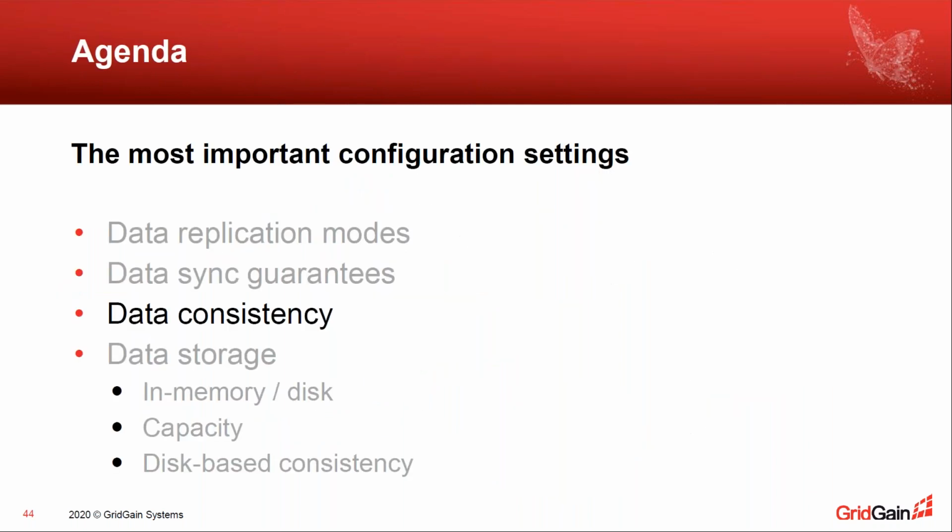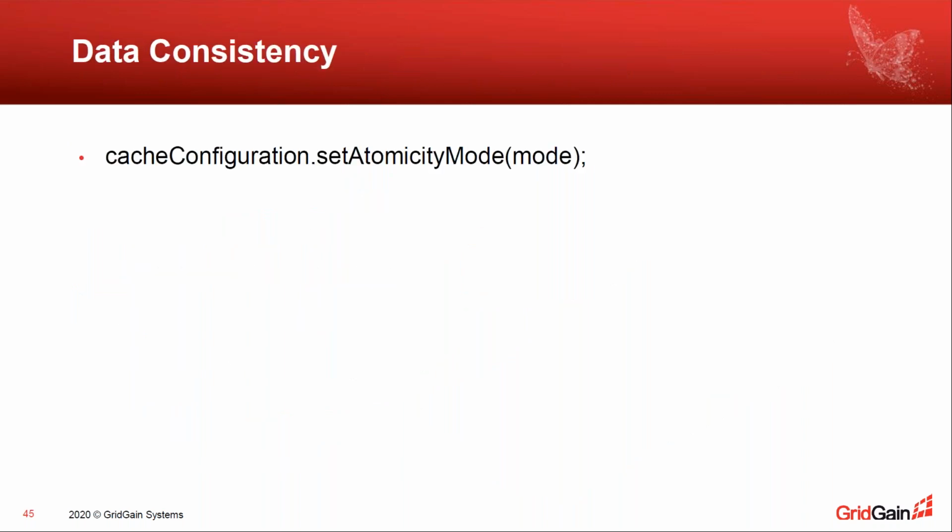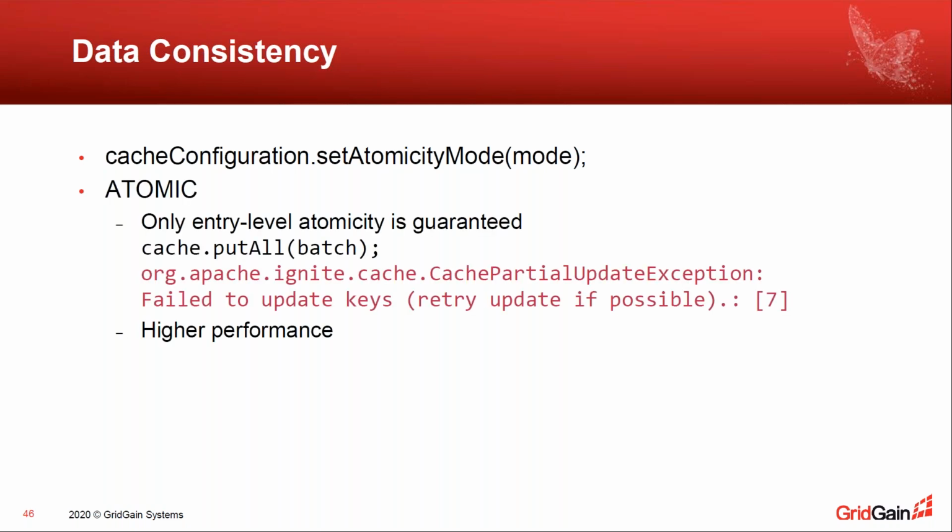Let's proceed to data consistency guarantees. In Ignite, there are two major cache options which you can choose in terms of consistency. There's a configuration option, set atomicity mode, in which you can pass a mode, and there are two modes. First one is atomic. Atomic caches are default, and if you work with atomic caches, only entry-level atomicity is guaranteed. For example, if you perform a batch operation, if you want to put lots of entries into a cache, atomic caches don't guarantee that the whole batch will be applied atomically.